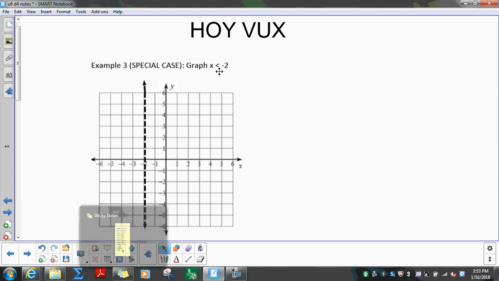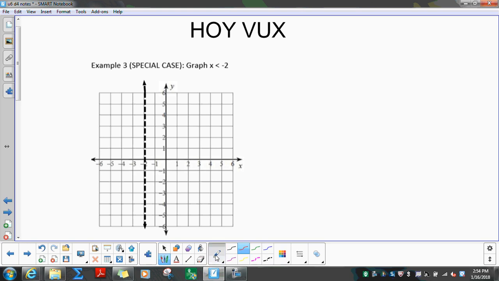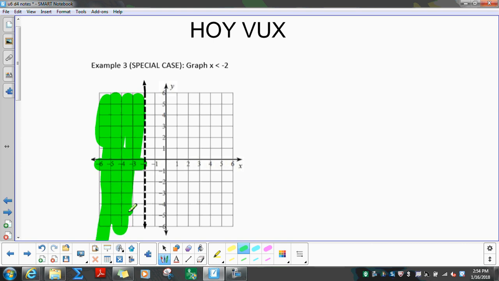Because it's not equal to, that's why I did a dotted line or dashed line. And then for shading, it says that x is less than -2. So that means I'm going to shade where all the numbers of x are below -2, which is here. These are the numbers that are below -2. So this is the side that I need to shade. All of this. Okay? That's all I have to do to graph it.